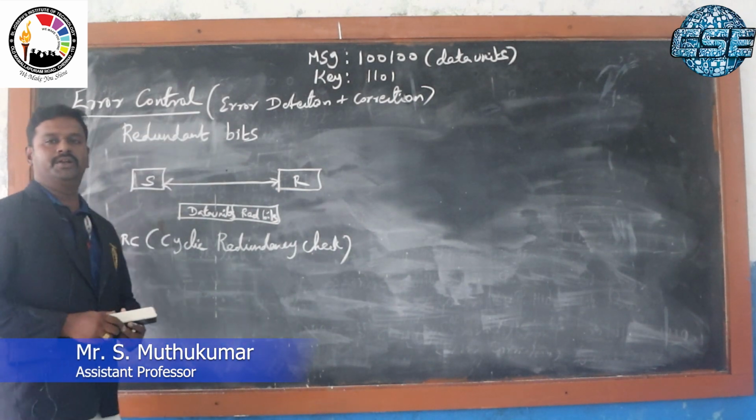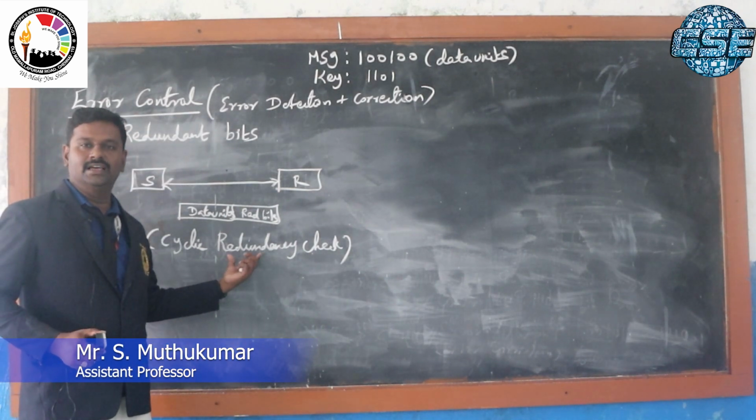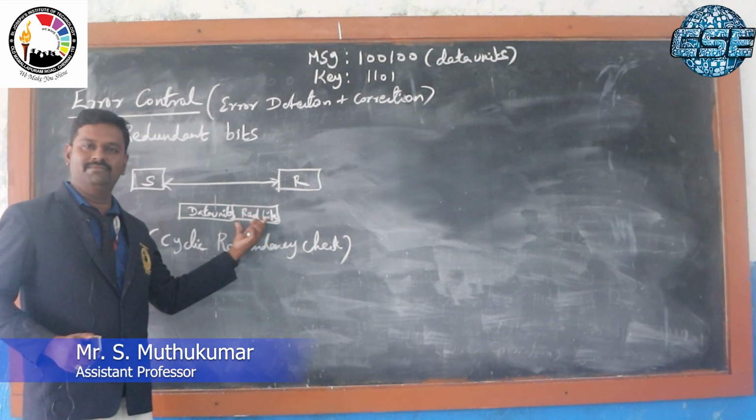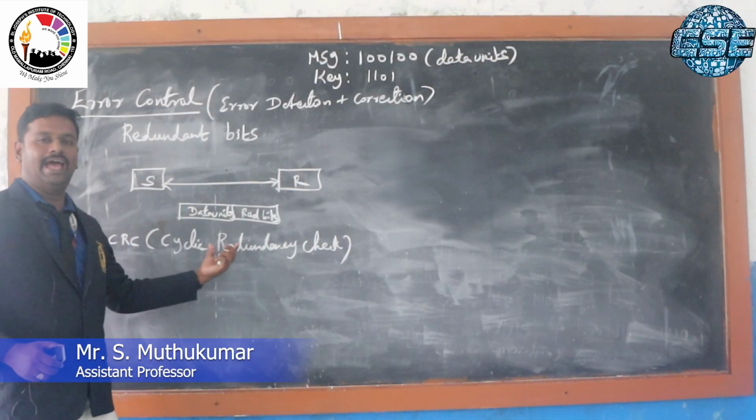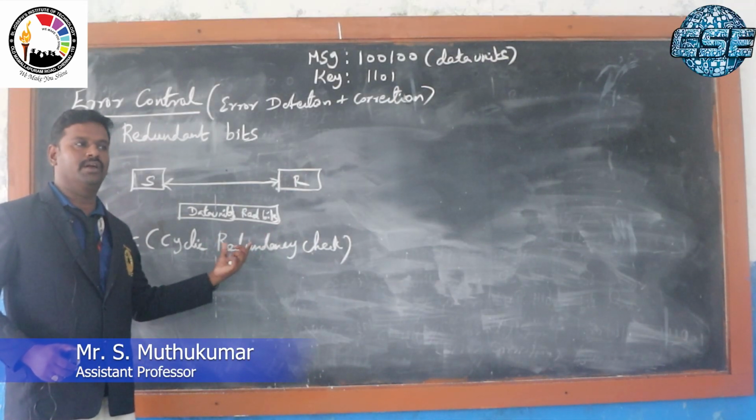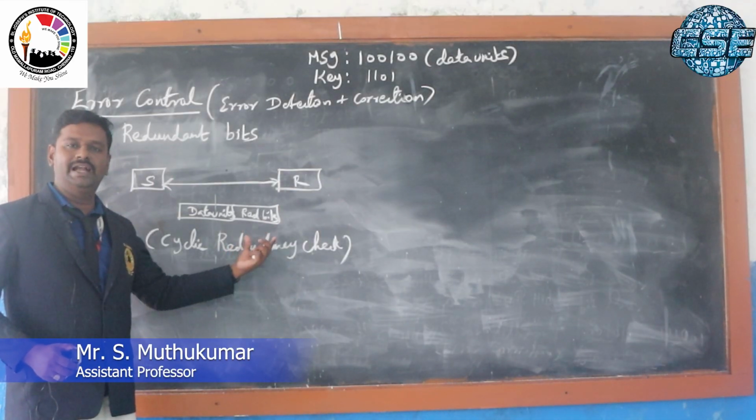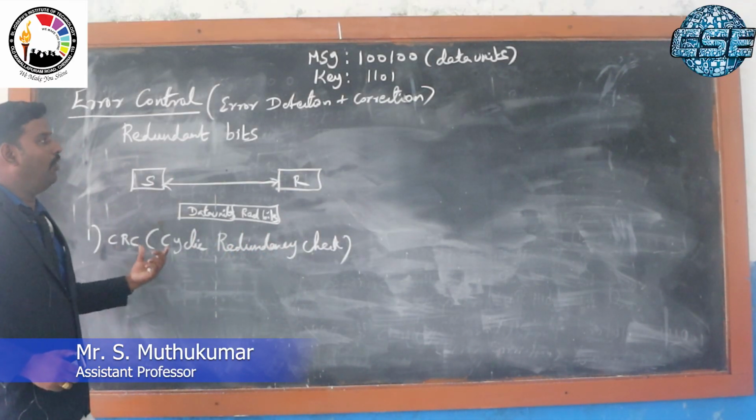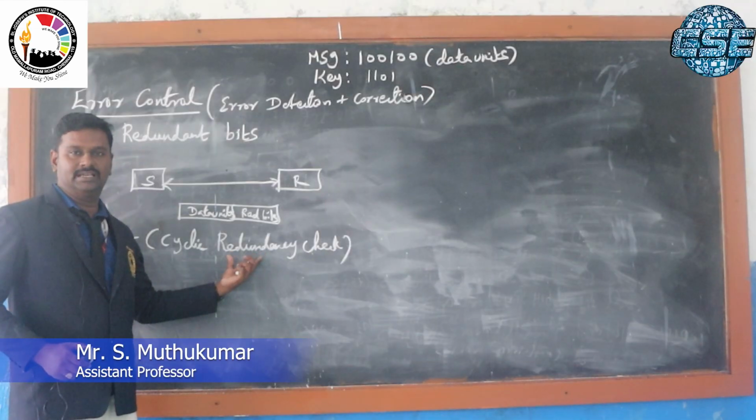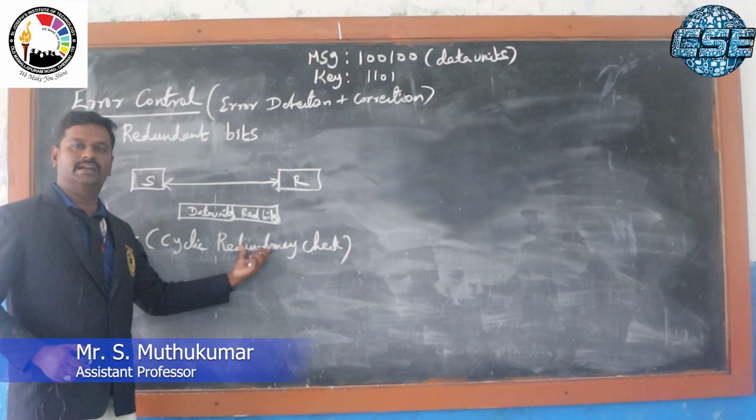So what we are going to do in CRC: we are going to add redundant bits, but we are adding more bits here. We are not going to include a single bit; we are going to add multiple bits. Okay, how to choose those multiple bits? Is there any procedure for adding those redundant bits?